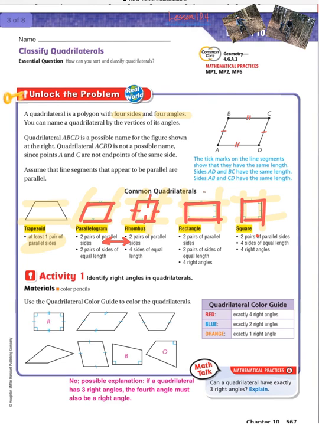Is a square also a rhombus? Well, do you have 2 pairs of parallel sides? And are all 4 sides equal length? Yep, they are. So a square could also be classified as a rhombus.